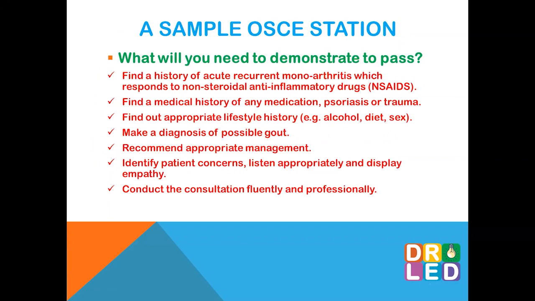You need to find the medical history of any medication, psoriasis or trauma. You need to find out appropriate lifestyle history, such as alcohol, diet, and sexual activity. Does alcohol affect this problem, this monoarthritis? Diet can affect it, and sexual activity can affect this problem. You need to make a diagnosis of possible gout.